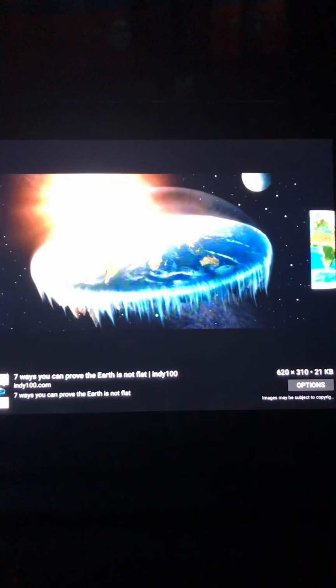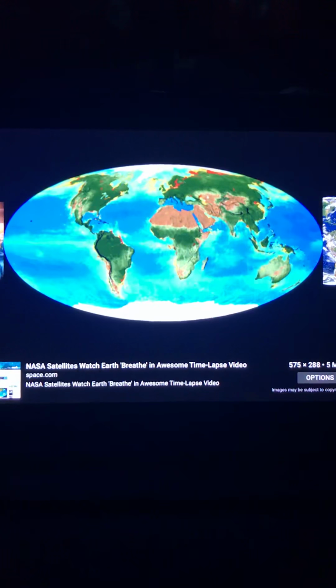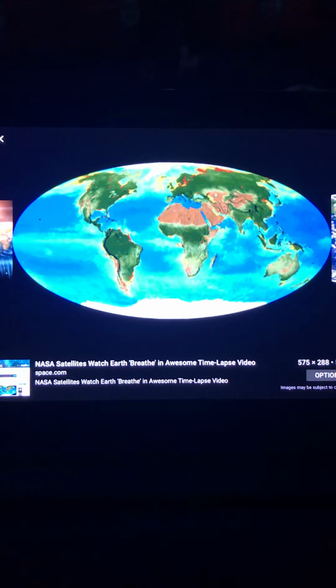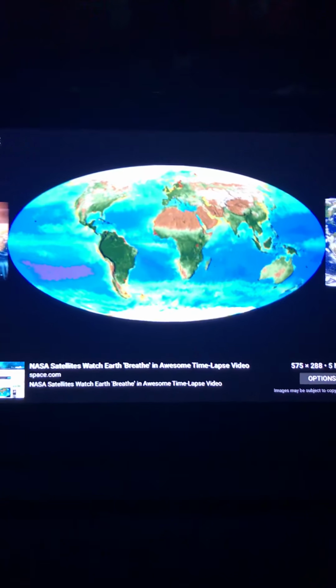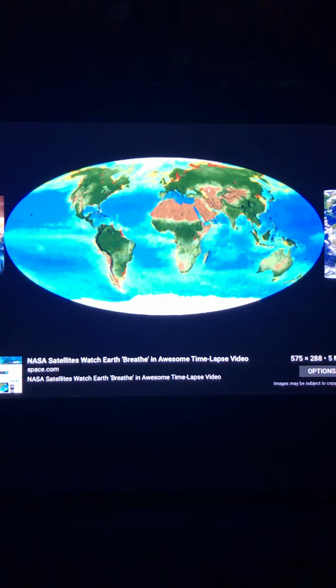Here are 7 ways you could prove the Earth is not flat. Well, you may think it's flat because you're inside, but it's not. It is actually round. Earth's rotation is getting slower, and one day on Earth is 24 hours right now, which is 4 times longer than 4 billion years ago.